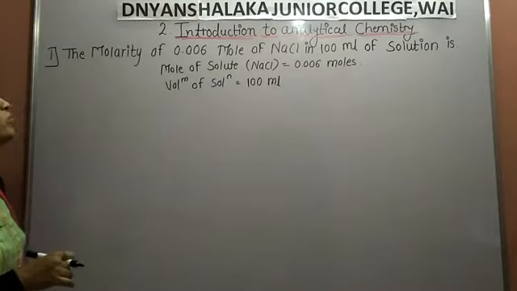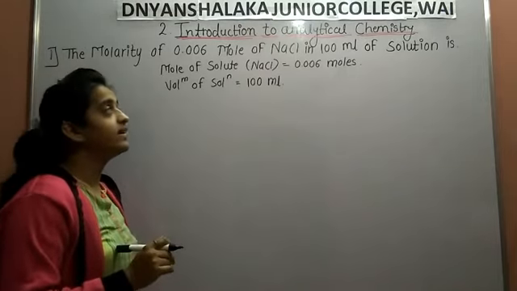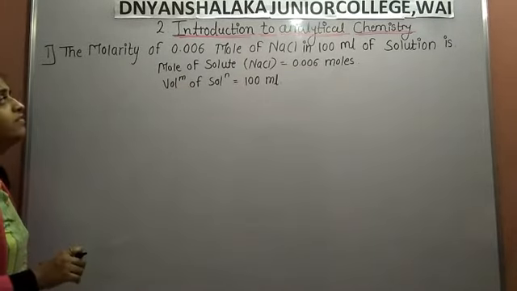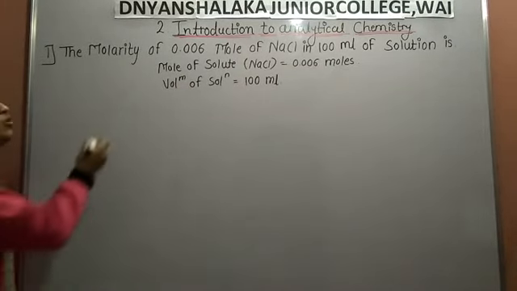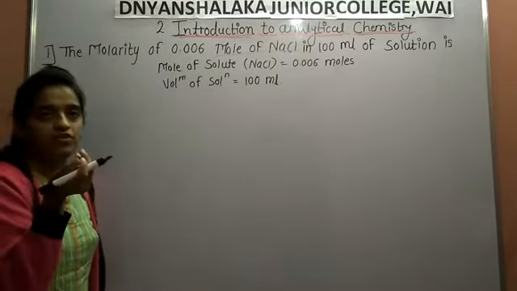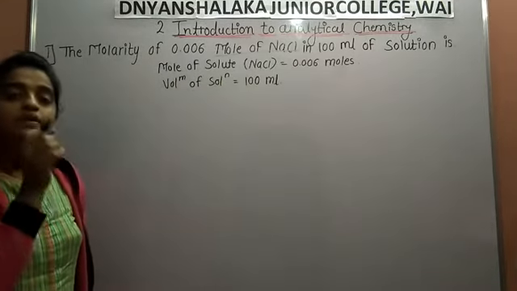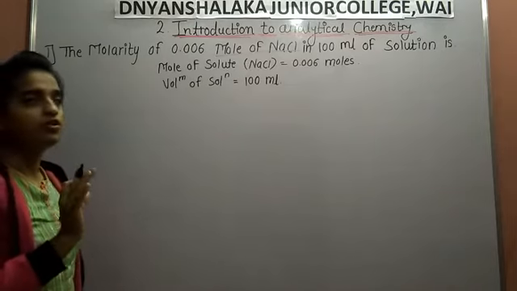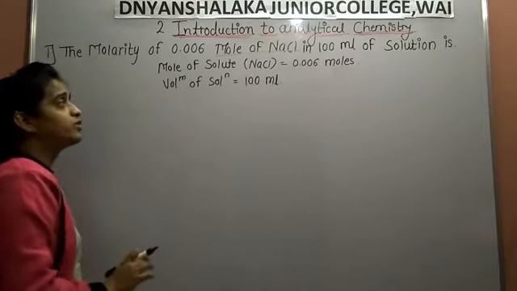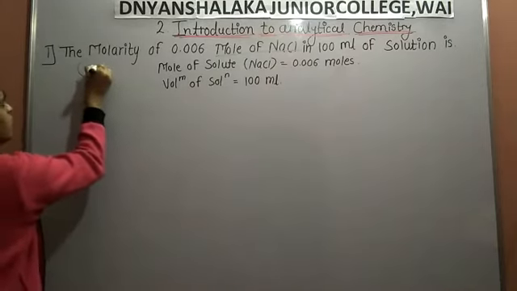First example: the molarity of 0.006 mole of NaCl in 100 ml of solution. Given moles of solute: NaCl is the solute. NaCl is common salt, which occurs in solid state. Solute means that which is present in the solution in smaller proportion. So the moles of solute, NaCl, are given as 0.006 mole.